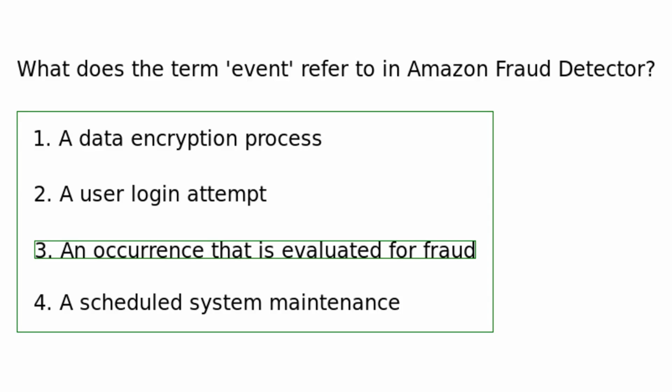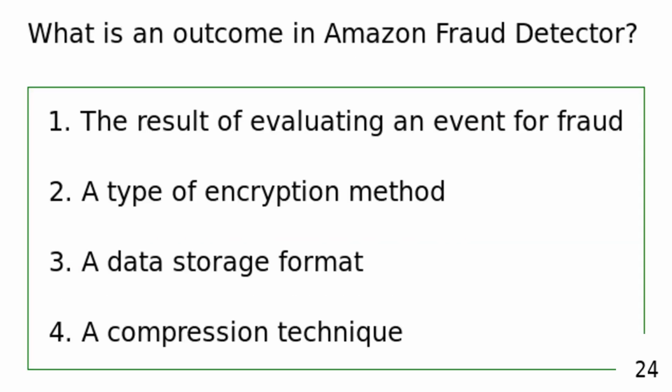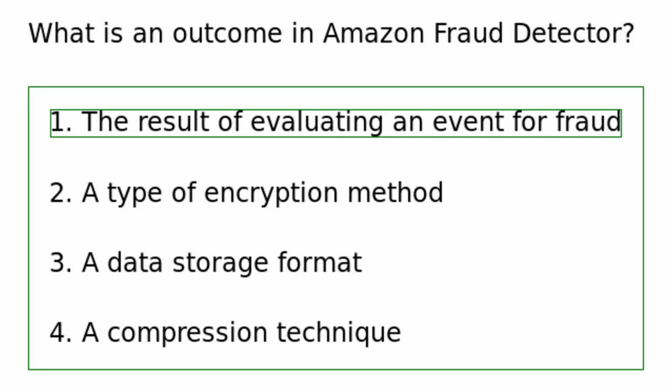potential fraud. What is an outcome in Amazon Fraud Detector? The result of evaluating an event for fraud. A type of encryption method. A data storage format. A compression technique. An outcome in Amazon Fraud Detector is the result of evaluating an event for fraud, such as fraudulent or legitimate.